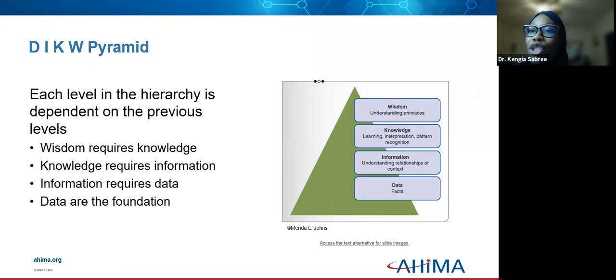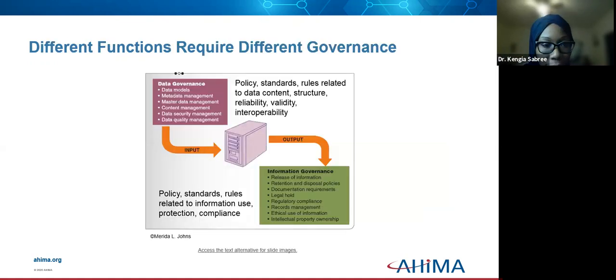And then what we do with that information, how we interpret it, as we determine patterns in that information, that's how we build knowledge. And then what we do with that knowledge is how we create wisdom. So understanding of those principles is how we create wisdom. Wisdom requires knowledge, knowledge requires information, information requires data. These are different functions that require different governance. So just the visual, you can read a little bit more about it in your textbook.